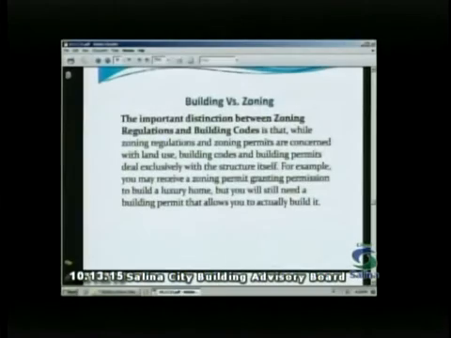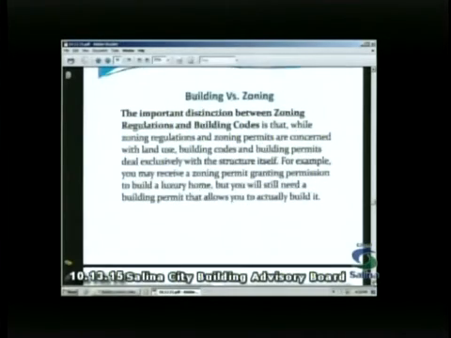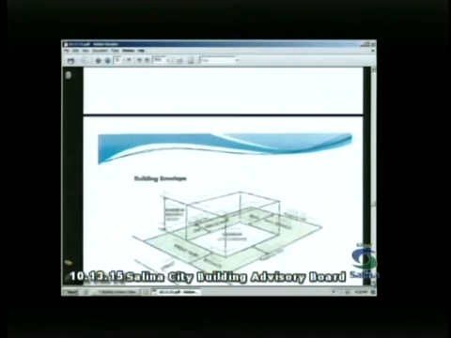Again, the important distinction between these two: while zoning regulations and zoning permits are always concerned with land use, building codes and building permits are exclusively for the structure itself. Now, you may receive a zoning permit that gives you permission to build a home, a luxury home, but you still have to have that building permit to actually construct it.